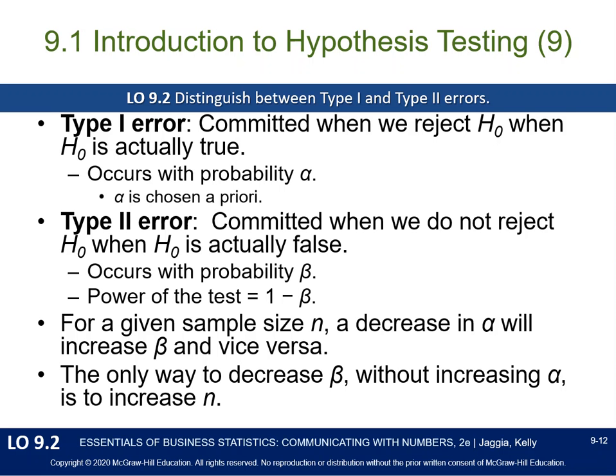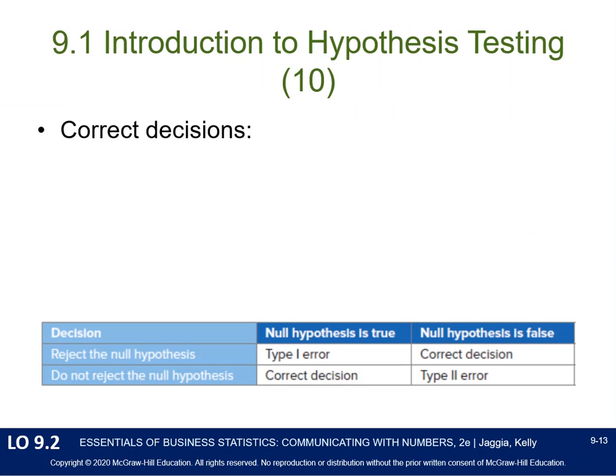Now, for any given test, either alpha is going to be greater or beta is going to be greater. So the only way that we can decrease both of them without increasing the other one is to increase the sample size. If we want to decrease both beta and alpha, then we need to have a larger sample size. And the larger the sample size we have, the less likely we are to commit either one of these errors.